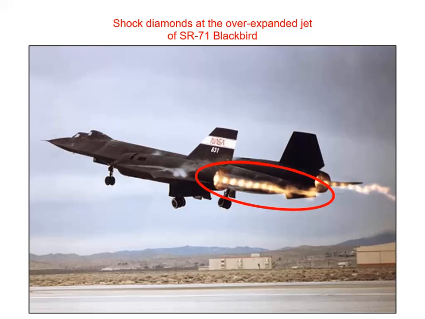Here you see a takeoff photograph of the SR-71 Blackbird aircraft. Its engines are designed for high altitudes where it flies and where the surrounding pressure is low. But during takeoff, the atmospheric pressure is too high compared to the design condition, causing overexpansion. The non-isentropic expansions and contractions of the exiting jet create this beautiful-looking shock diamond pattern.